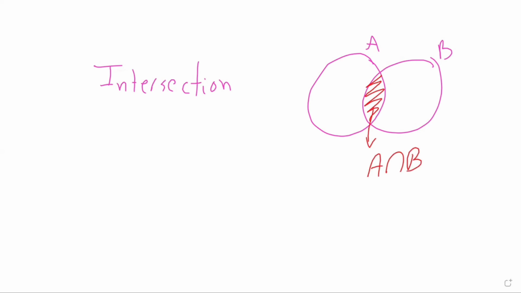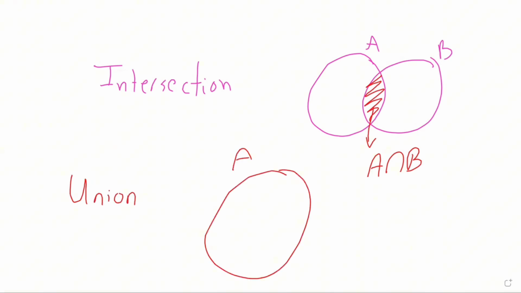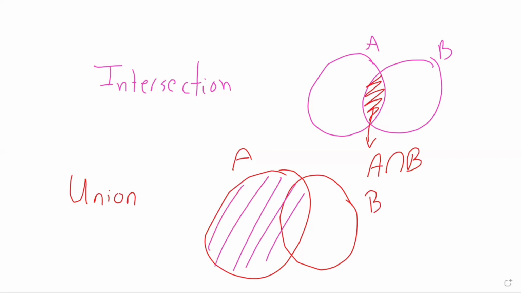The second one was the union between two sets. So what do we mean by the union? If I have a set A and a set B, in the union we have to take all the elements of A and all the elements of the set B, regardless whether they are common between A and B or not. So all the elements of A and all the elements of B are the elements in A union B. So this is the area of A union B. All the circle of A and all the circle of B.